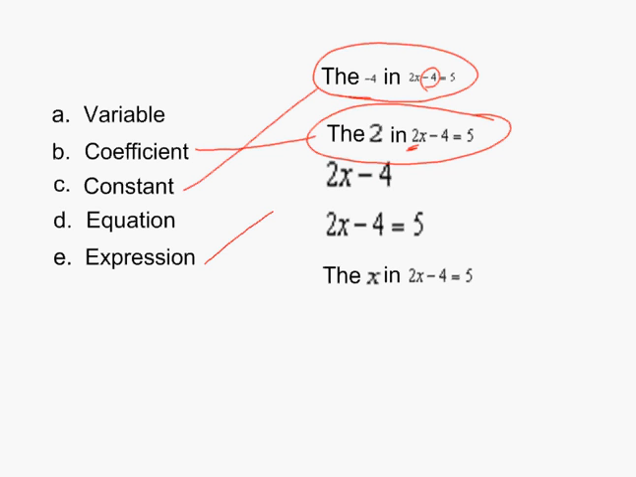2x minus 4 is called an expression because it does not have an equal sign. And 2x minus 4 equals 5 is called an equation because it shows an equality between two amounts. And finally, the x in the expression or equation 2x minus 4 is called your variable.